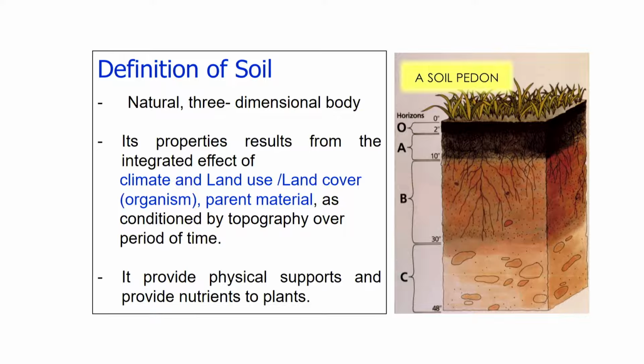The C horizon is the weathering of the parent rock, called the parent material. So soil is developed over the parent material, and the properties of these soils are controlled by the integrated effect of climate, land use, land cover, and parent material. These properties control the basic characteristics of the soils, and they are conditioned by topography over a period of time. This is the standard definition a soil surveyor considers.